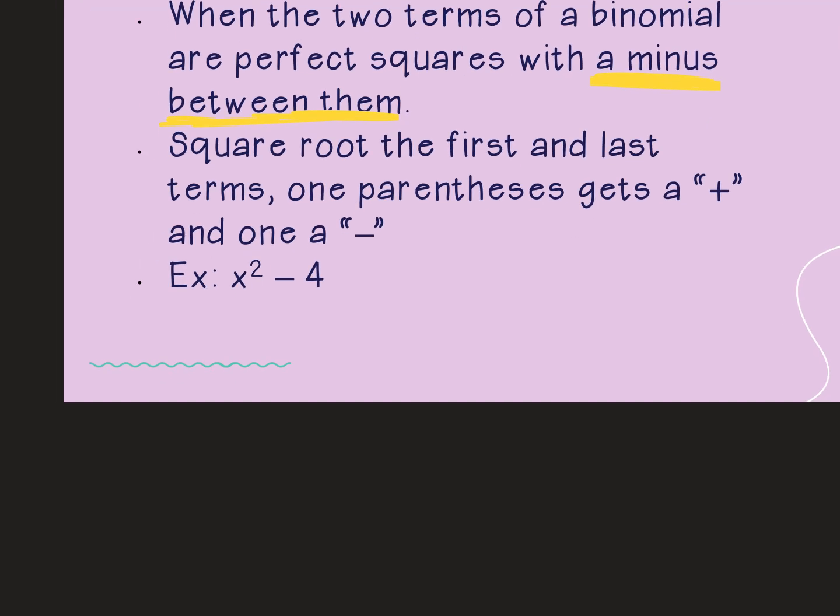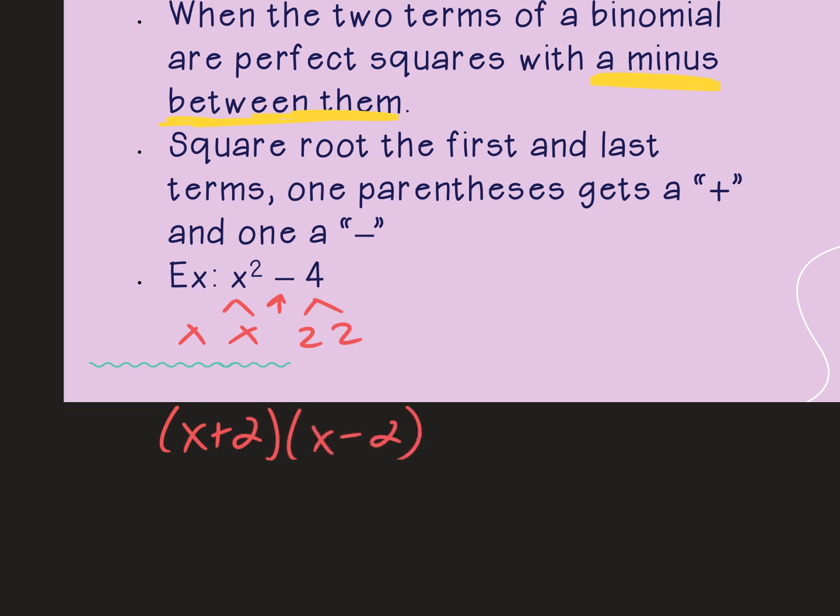Meaning, check this out. Is this the difference of perfect squares? You want to ask yourself that question. What does the word difference mean? Subtraction. Are both terms perfect squares? Yes. What times what gives you x squared? x and x. What times what gives you 4? 2 and 2. There's a minus sign in the middle, so very easily you guys can say, oh, this is x plus 2 and x minus 2.